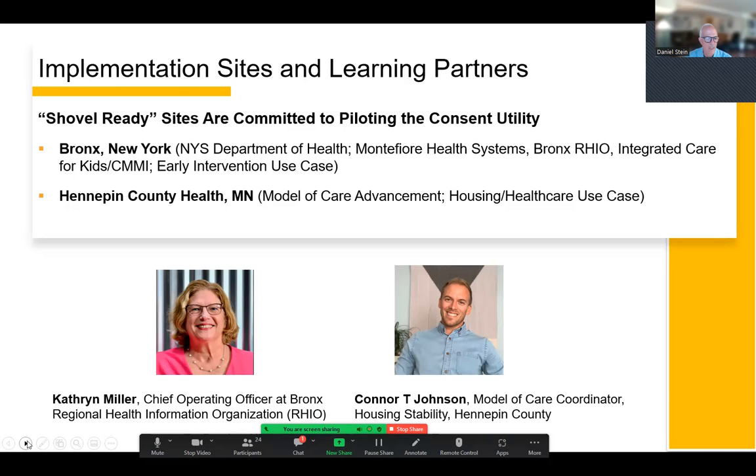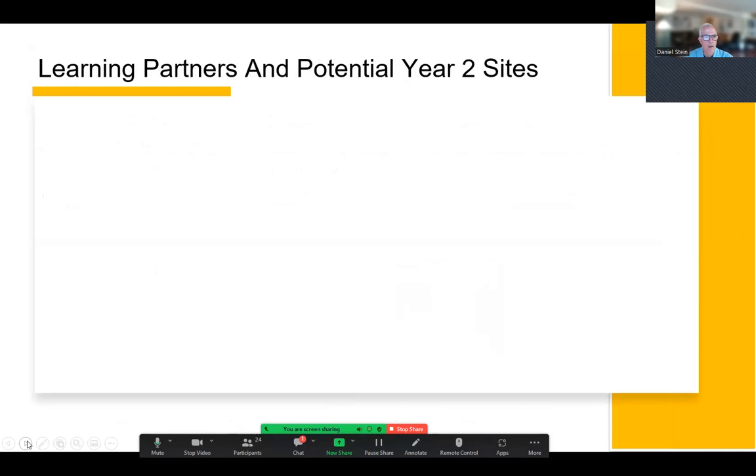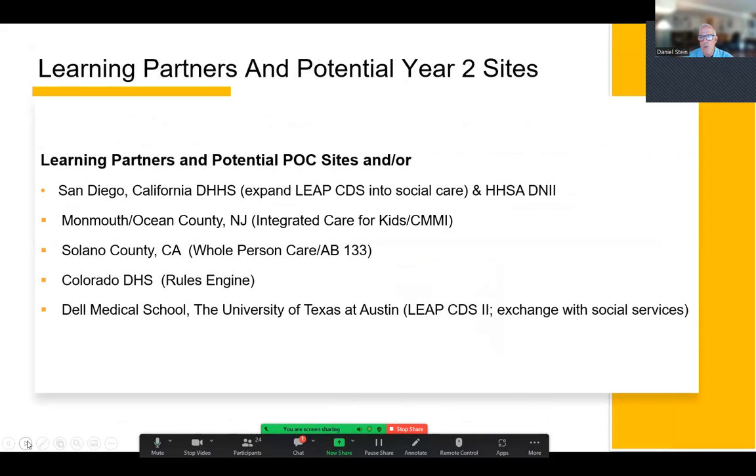Thanks, Connor. Thanks, Kathy. Obviously, a lot going into that as well. In addition to the two sort of shovel-ready sites with New York and Hennepin, other folks have come to the table who are definitely interested, wanting to be learning partners along here. You can see from the list, there's quite a broad group of folks, with various different kinds of perspectives.